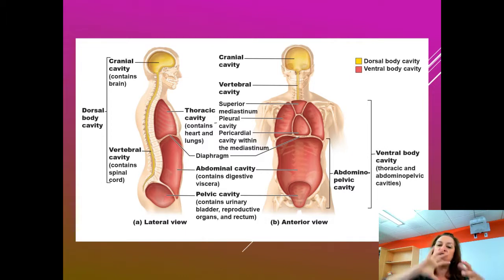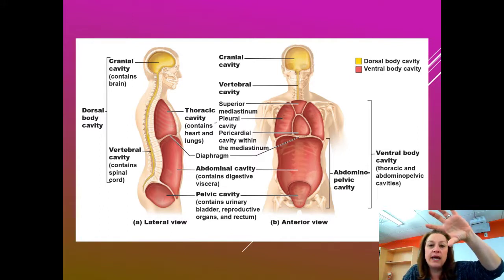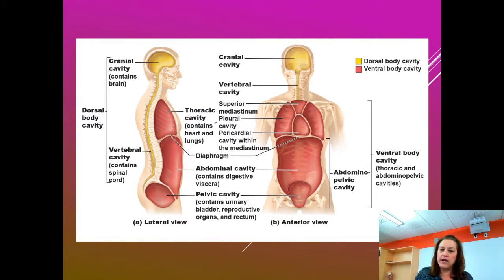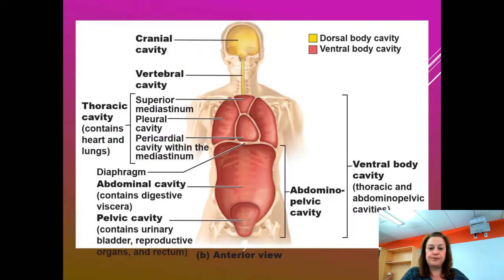Each of these cavities is surrounded by a membrane. This goes back to maintaining boundaries. The heart is in its own little case. Each lung has its own little case. The abdominal organs have their own little case. The heart is surrounded by something called pericardium. The lungs are surrounded by pleura. The abdominal pelvic cavity is surrounded by peritoneum. Each is a different type of membrane.